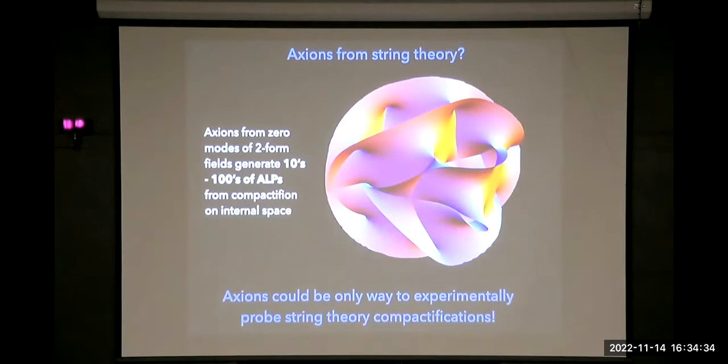But first, let me say that axions also arise in string theory. I motivated axions by saying that they can solve the strong CP problem for us, but it's also now known that they arise very generically in the context of string theory compactification, where they arise from symmetries when you go from the higher dimensional theory down to our four-dimensional world. In fact, one could make the statement that axions could be the only way to experimentally probe string theory compactifications if we're able to discover these particles.